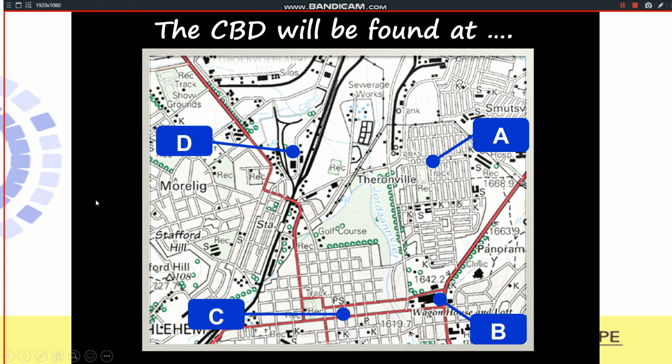Let's look at another question. Remember previously I showed you this topographical map where you need to identify where the land use zone will be. Right? So the CBD will be found where? At C. Just compare this topographical slide with the previous one that I've already done. So it will be found at C.